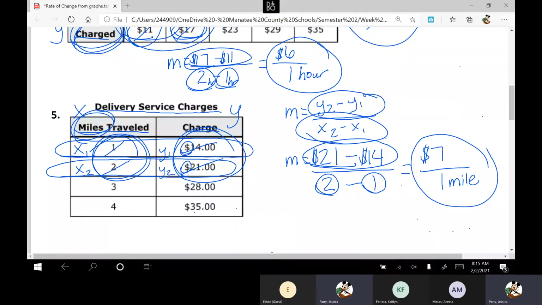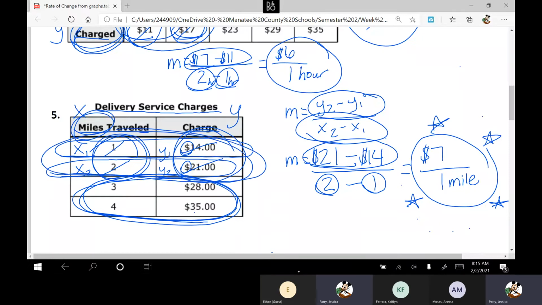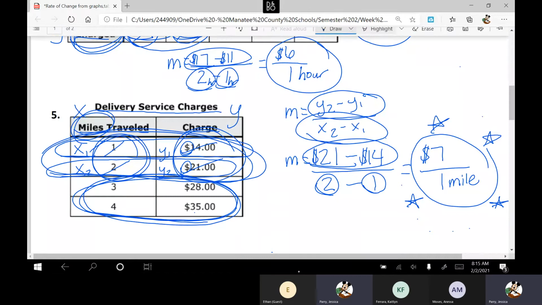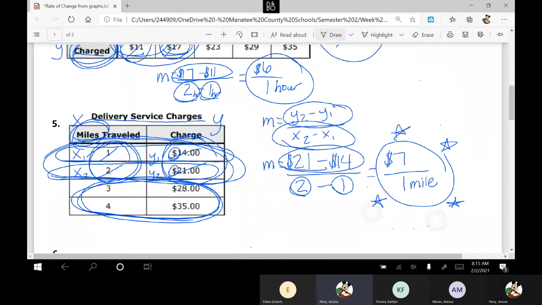Okay, and technically these are always going to form a constant rate of change. So you could use any 2 points. If you wanted to, you could have used these 2 points and you still get the same final answer, $7 every 1 mile. The thing is, you're just going to have an extra step and you're going to have to reduce your fraction. So if I were you, when you're doing rate of change, always pick the 2 smallest sets of numbers because that's going to be the easiest one to work with. Okay.